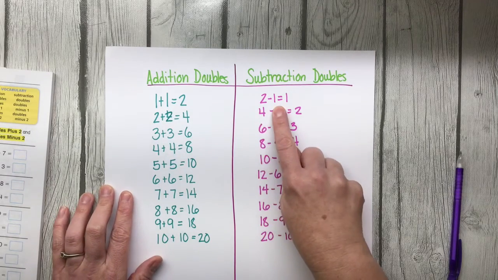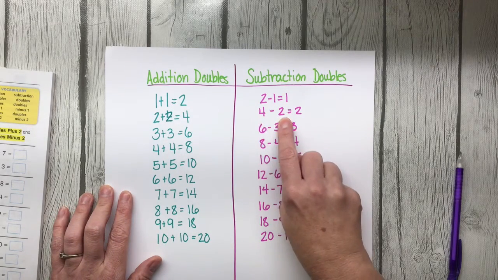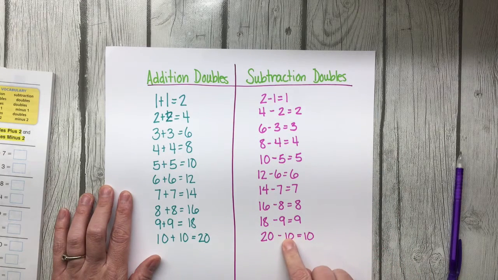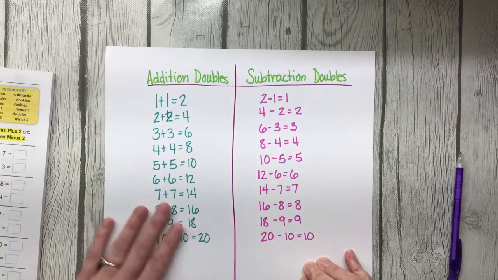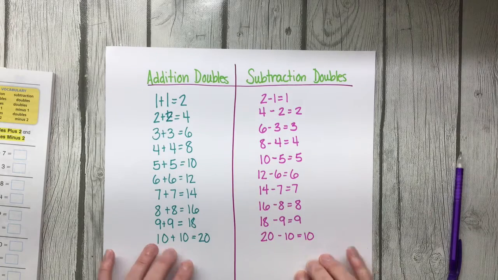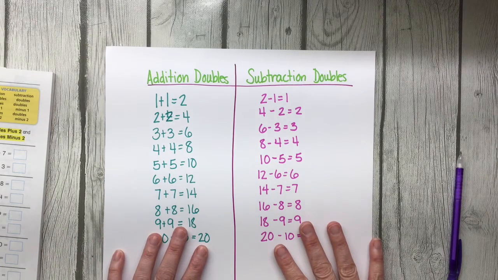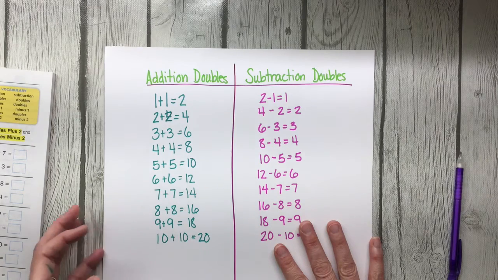2 minus 1 is 1. 4 minus 2 equals 2. So if you add those together, they equal the total, the beginning number. I want you to keep this in mind as we are doing this lesson, so I might refer back to this chart as we're teaching.